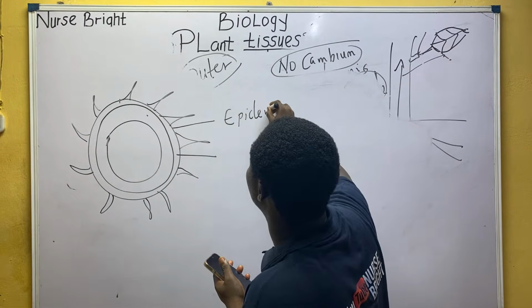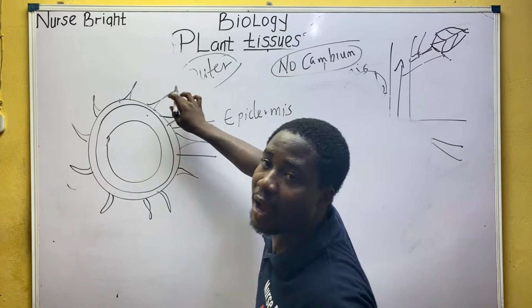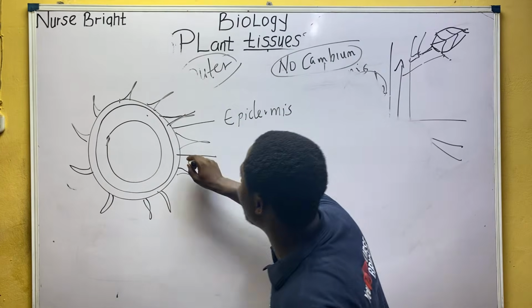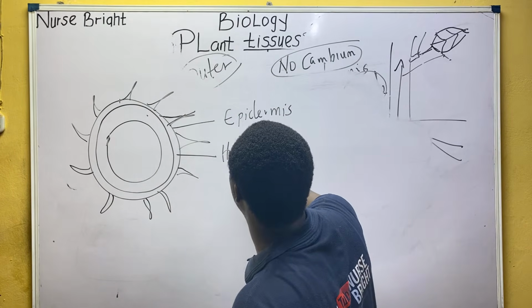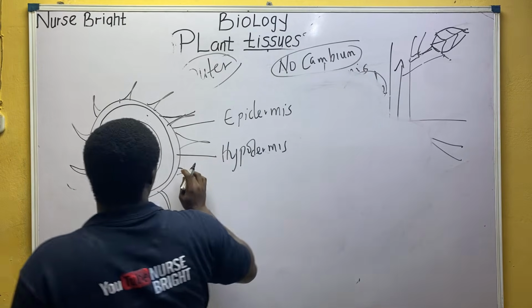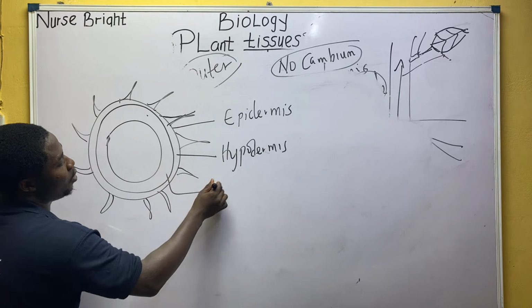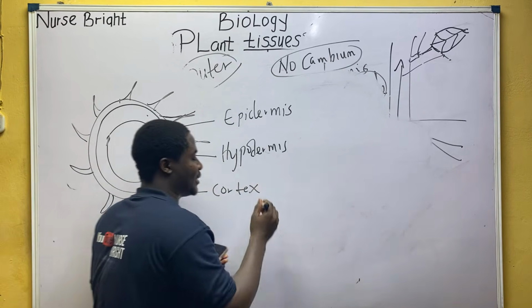I know I'm drawing this for us to be able to answer some questions. They call these hairs epidermal hair. The inside one is called the hypodermis. This is the epidermis, this is the hypodermis, and this is the cortex.